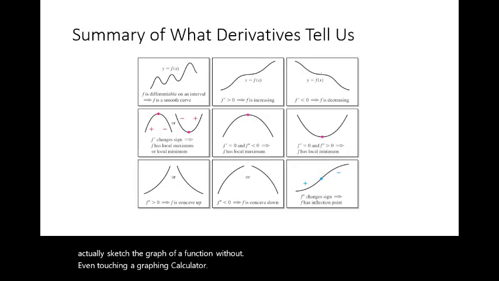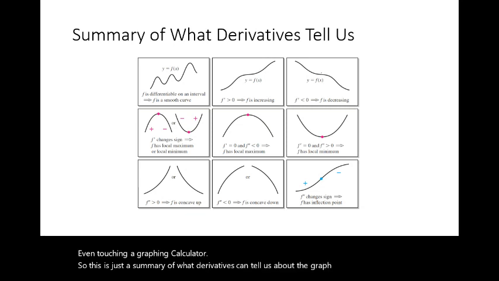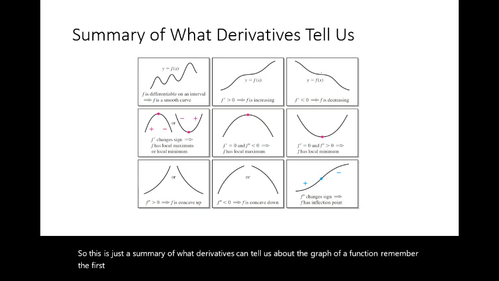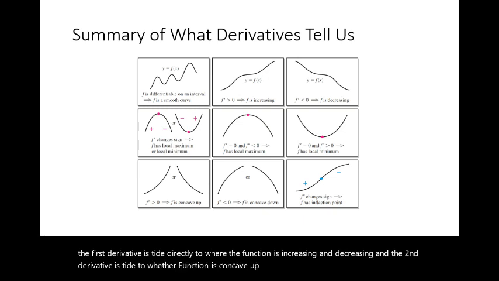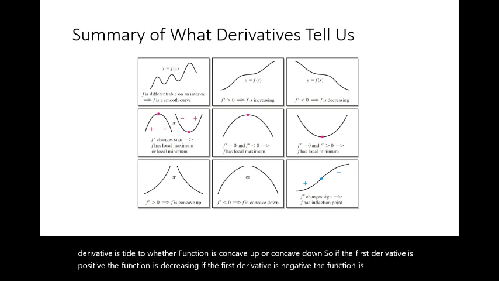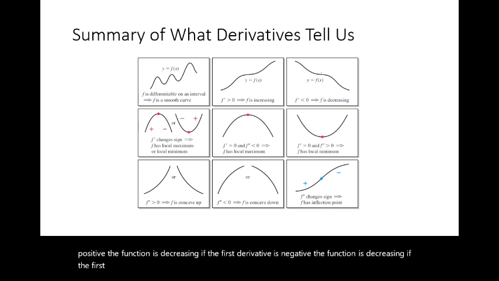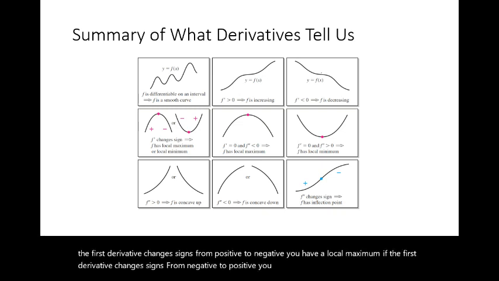So this is just a summary of what derivatives can tell us about the graph of a function. Remember, the first derivative is tied directly to where the function is increasing and decreasing, and the second derivative is tied to whether the function is concave up or concave down. If the first derivative is positive, the function is increasing. If the first derivative is negative, the function is decreasing. If the first derivative changes signs from positive to negative, you have a local maximum. If it changes signs from negative to positive, you have a local minimum.